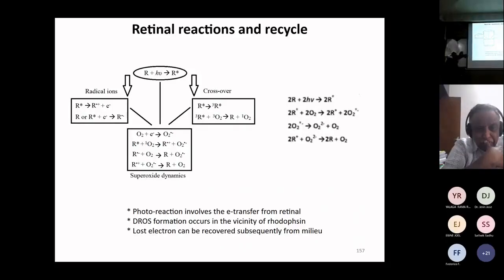So now here is the recovery reaction. Here is the activation reaction. You can see once the thing happens, the ROS-based reactions can easily regenerate oxygen, not completely, but the process is reversible with ROS also. So photoreaction involves the heat transfer from retinol. ROS formation occurs in the vicinity of rhodopsin, and the lost electron can be recovered subsequently from the milieu via multiple modalities.